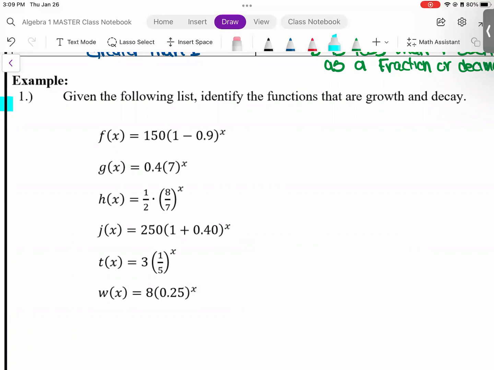What I want you to do is take 1 minute and 1 minute only, because it should not take you that long. And I want you to identify if they're growth or decay. I want you to just write growth or decay right next to them. So 1 minute, pause the video, we'll come back.